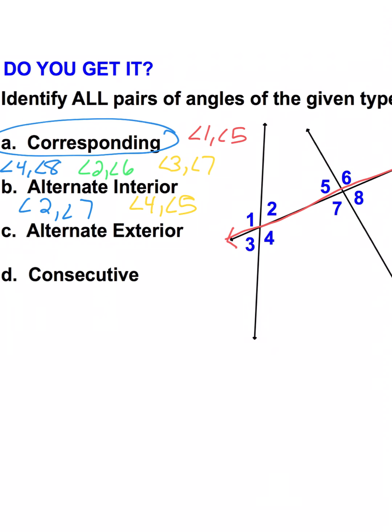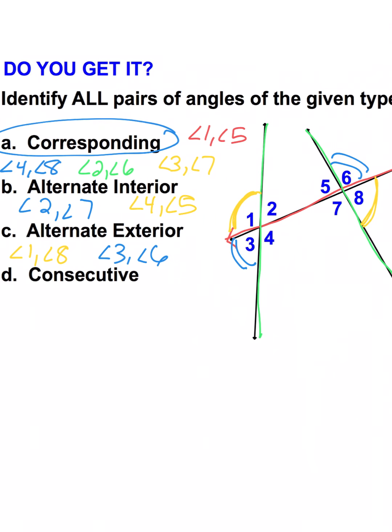Okay, so now I've got alternate exterior. So again, we're still looking at these 2 lines. We want exterior this time, so we want them to be on the outside of those 2 green lines. So again, we have 2 pair. 1 is on the outside and above that red line. 8 is on the bottom and on the outside. So angles 1 and 8 are alternate exterior. And then our other pair would be 3 and 6.